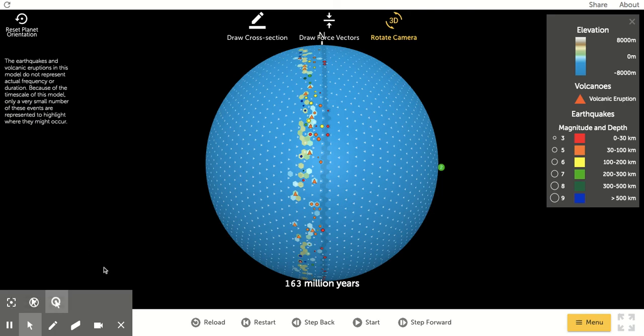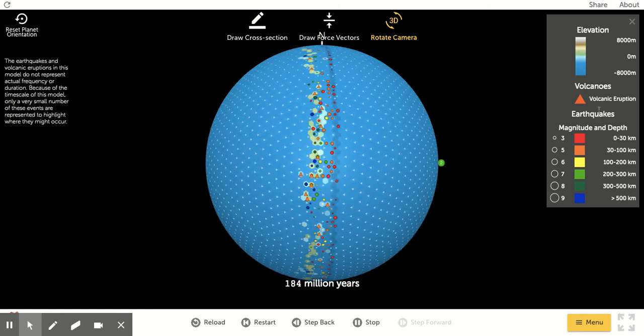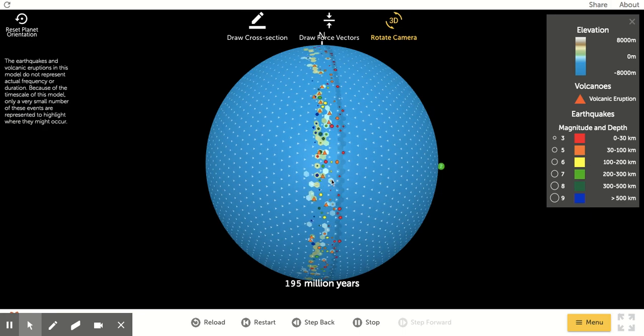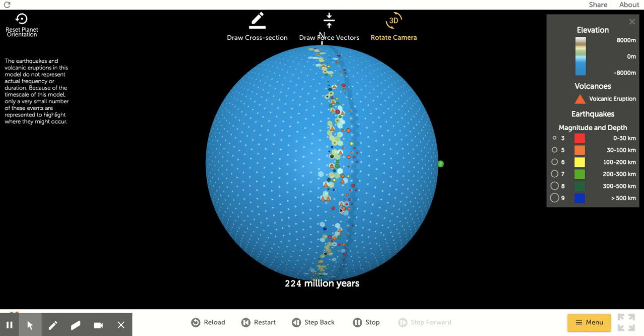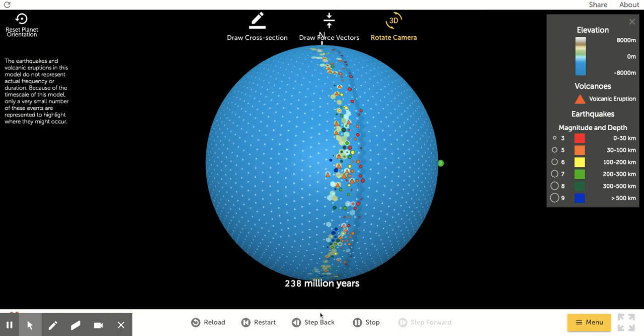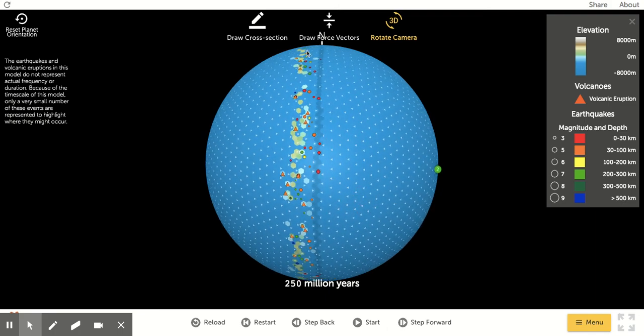So what are some of the things we should be noticing here? I'm going to let mine continue to run. We're getting a lot of earthquakes on the overriding side of the plate, and we're also getting a lot of volcanoes. And then it's also forming an island arc. On this side, we're getting islands that are forming on the overriding plate. Remember, this plate on the right side is more dense. It's sinking down. It's being subducted underneath.